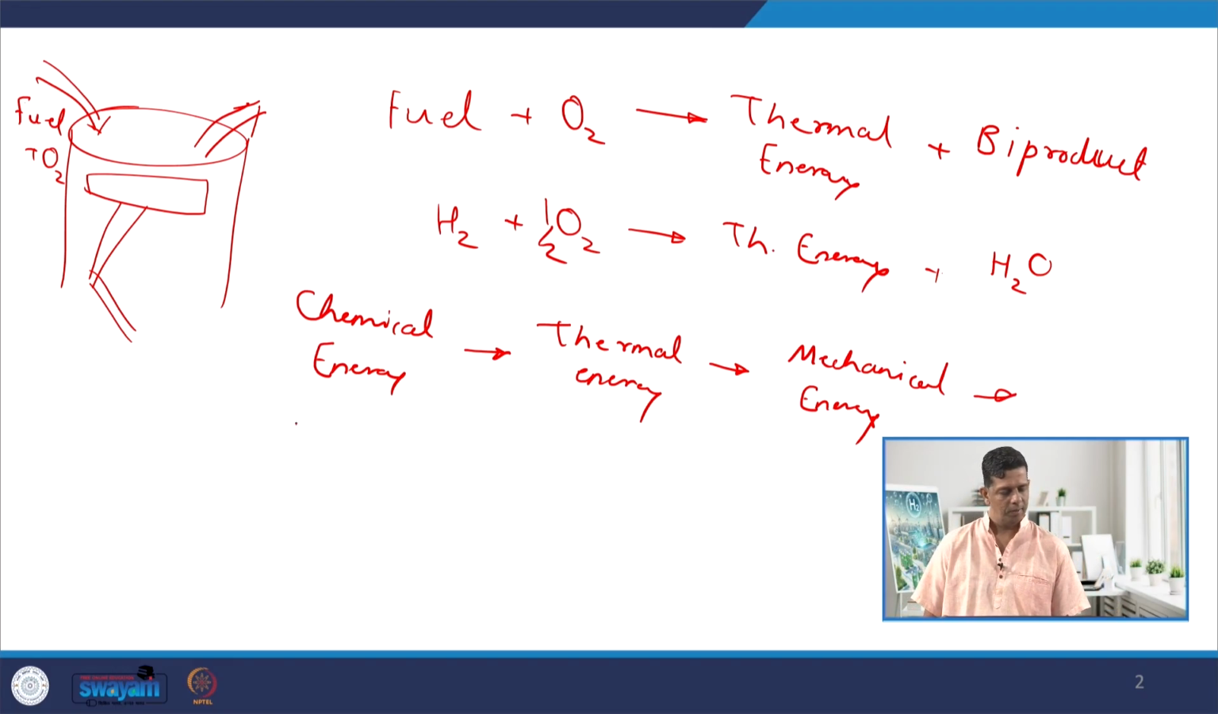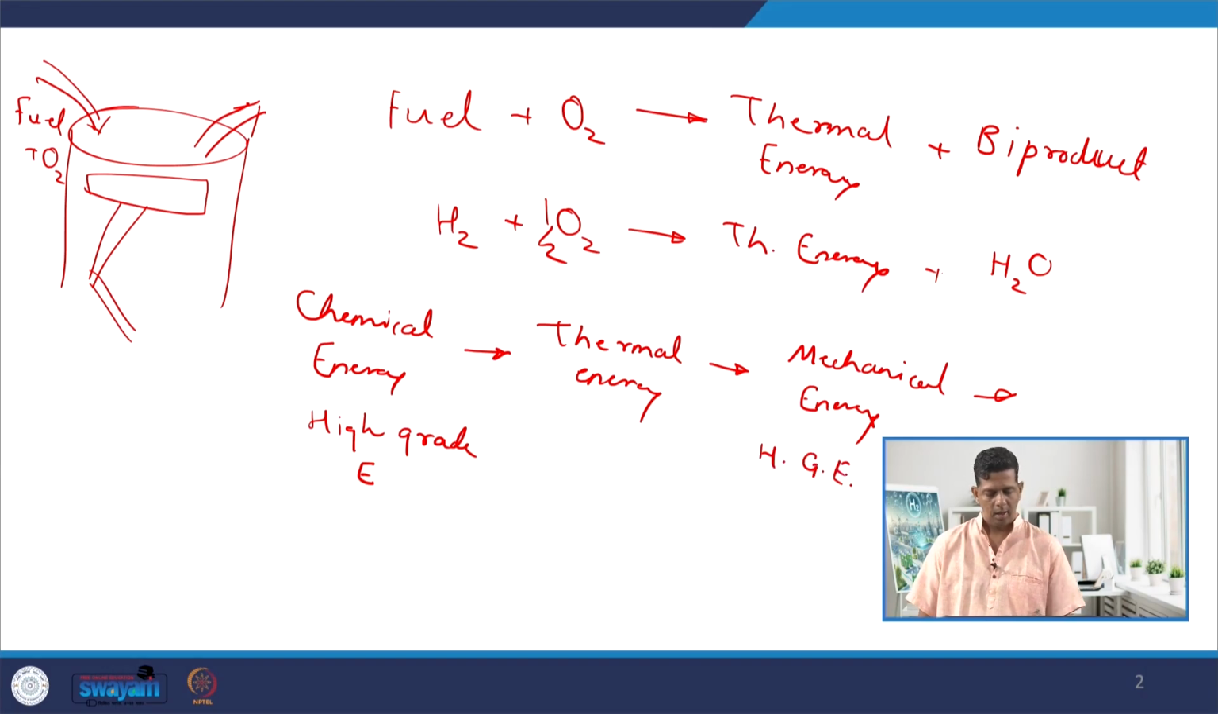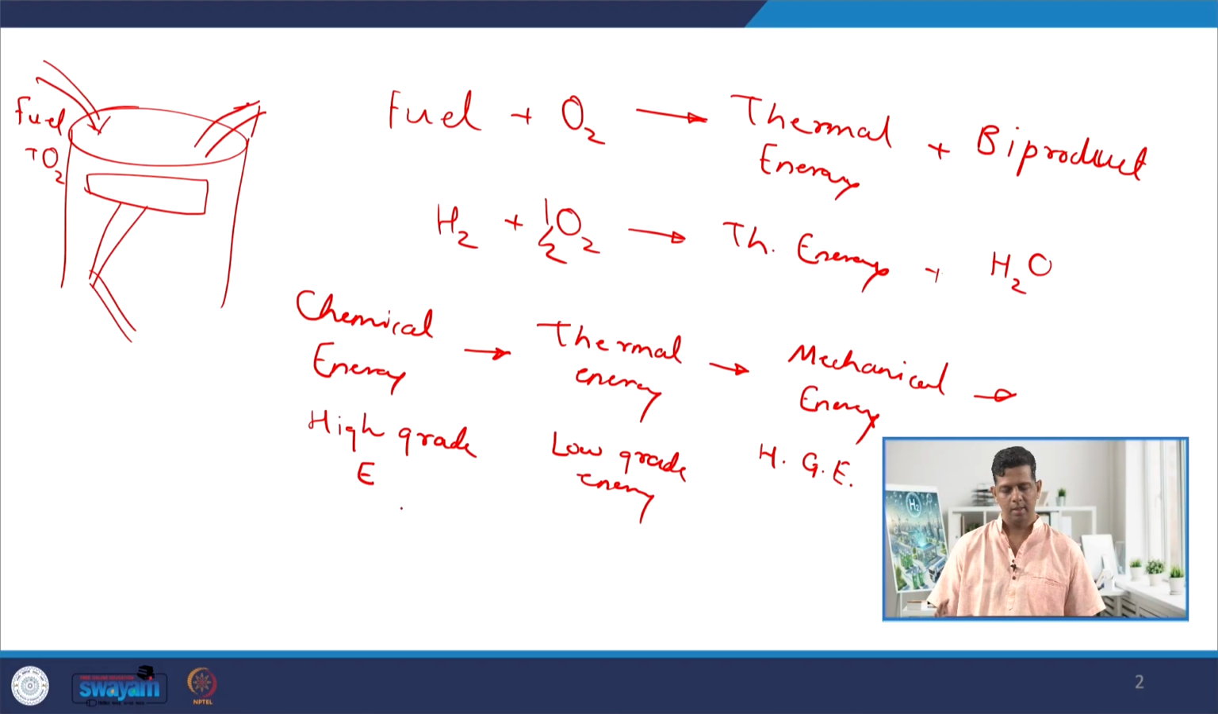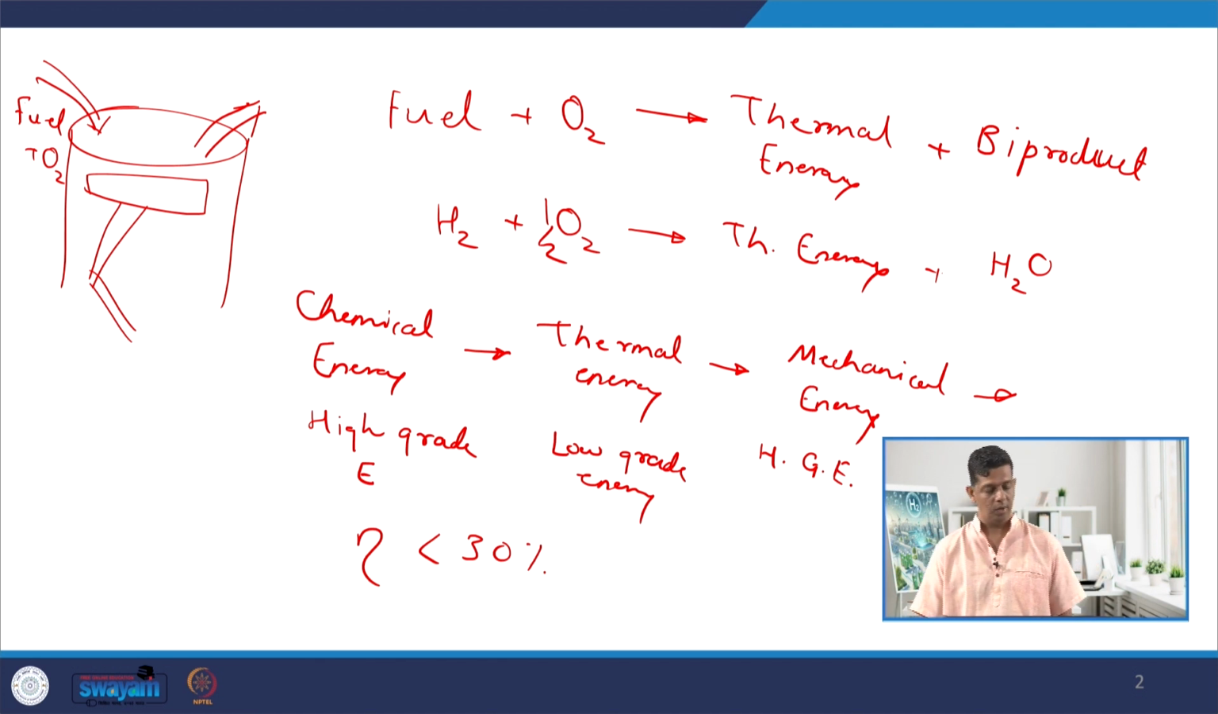Chemical energy, as we all know, is a high grade energy, and mechanical energy is also high grade energy. Let me abbreviate this as high grade energy. However, thermal energy being the low grade energy, the total conversion efficiency of this process is less than, I would say, 30% at max, and this is again limited by the Carnot cycle, as we all know.